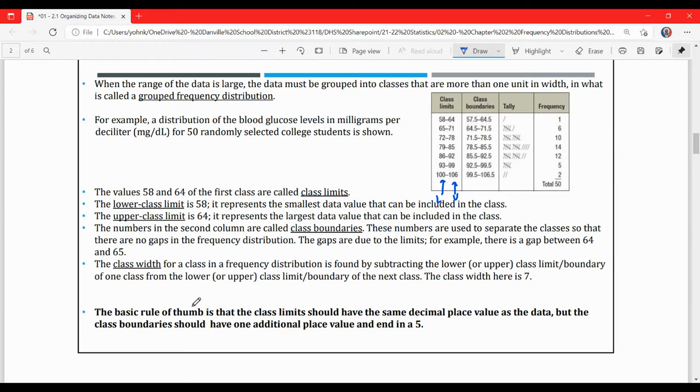So the basic rule of thumb is that the class limit should have the same decimal place value as the data, but the class boundary should have one additional place value and end in a 5. So for instance, my data were all whole numbers, so my class boundaries are going to have one decimal, or tenths.